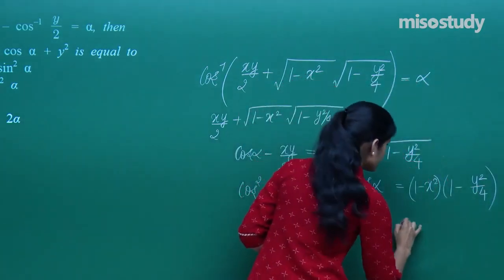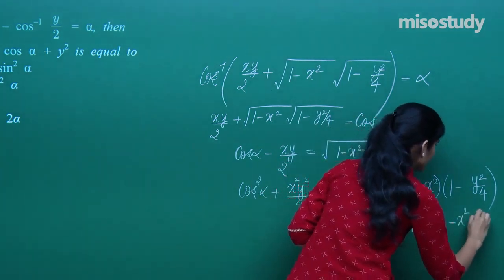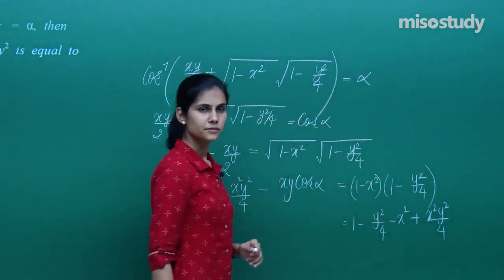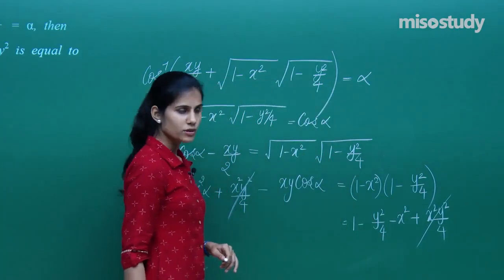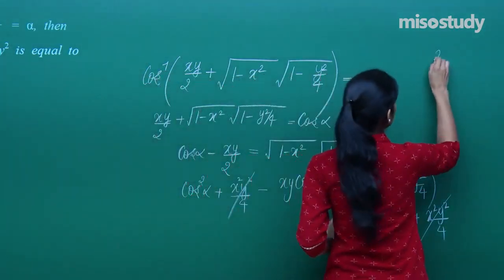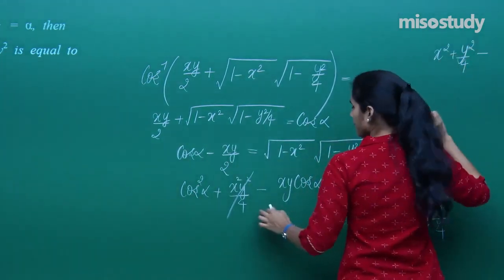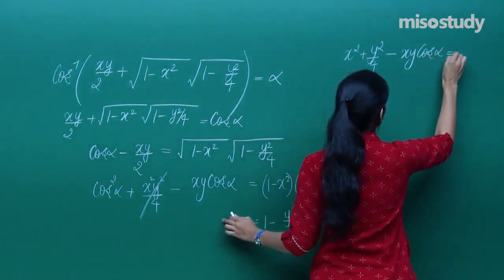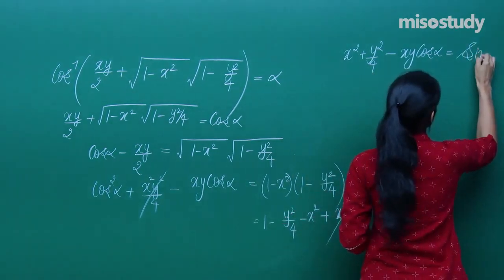So what is this equal to? This is equal to 1 minus y square by 4 minus x square plus x square y square by 4. So you can see this and this get cancelled out. What you are left with is x square plus y square by 4 minus xy cos alpha is equal to 1 minus cos square alpha, which is sin square alpha.